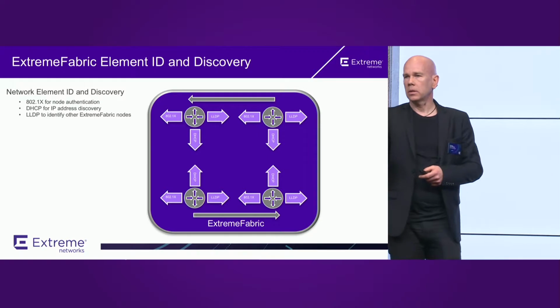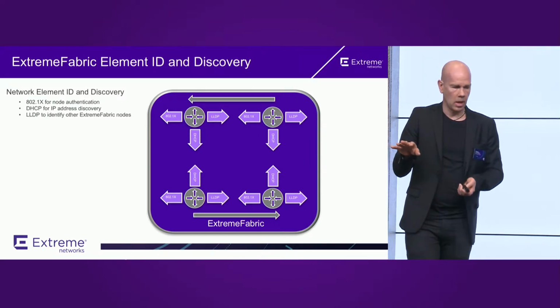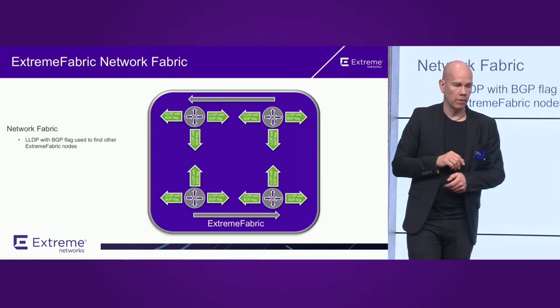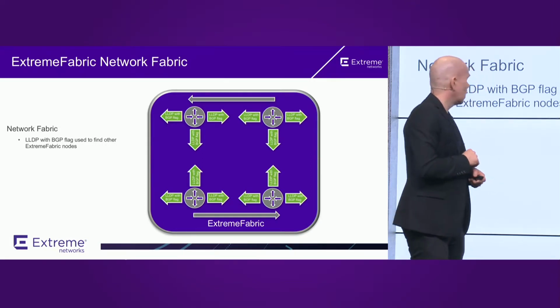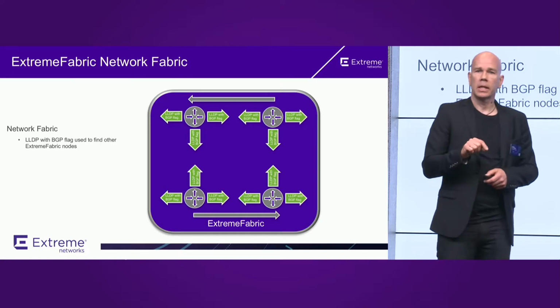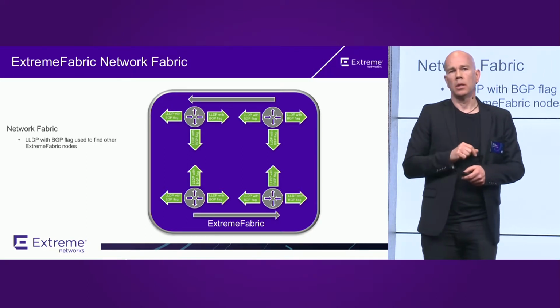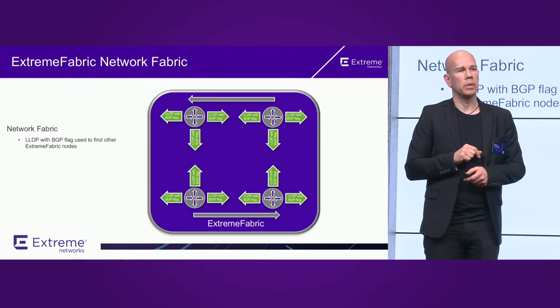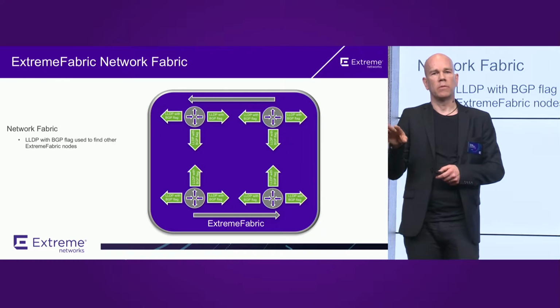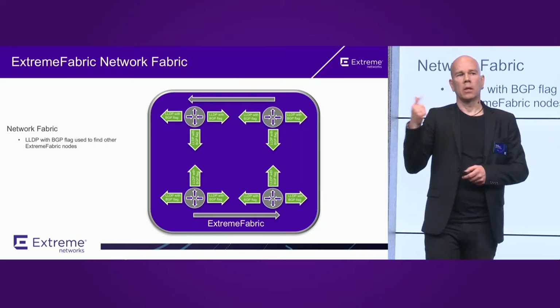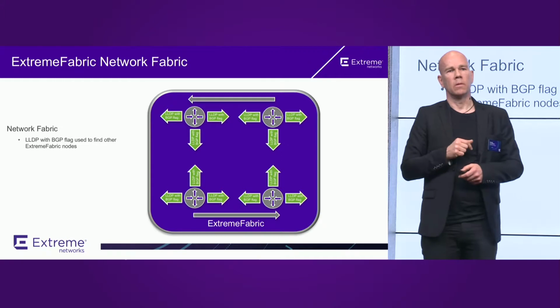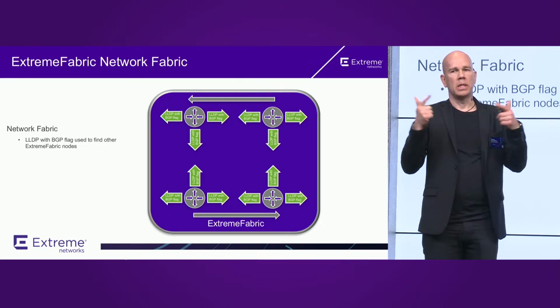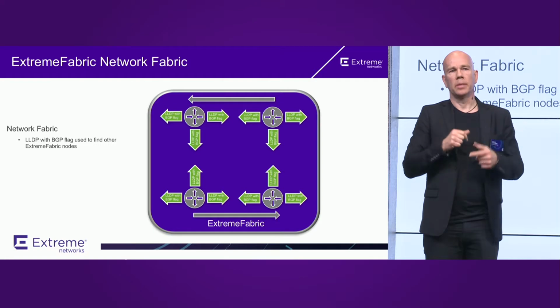I have my elements. I signal LLDP. Now, obviously, for the fabric itself, I use LLDP with the flag set for something called EasyBGP, which means that I'm actually going to signal a BGP peer session between my elements. So I have a flag set for BGP. I'm going to exchange information like my router ID, my link local address, my AS number, and so forth, because at the end of the day, I basically want to have a BGP session between the elements.